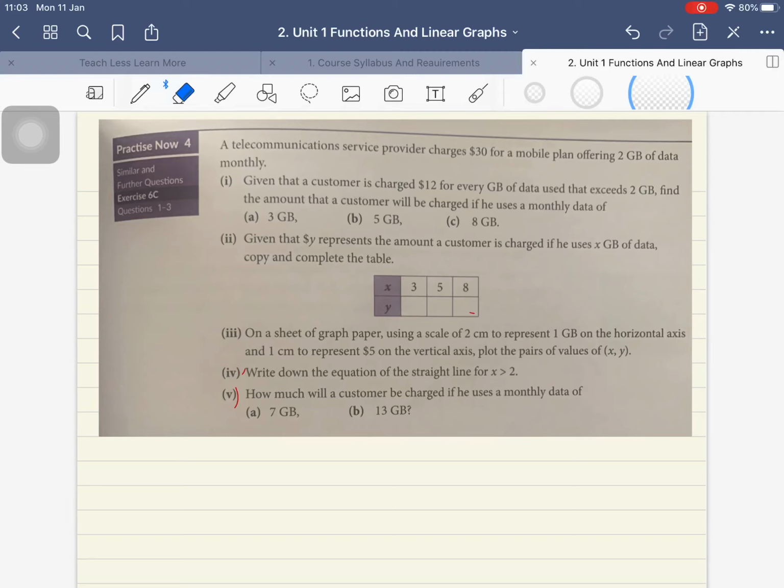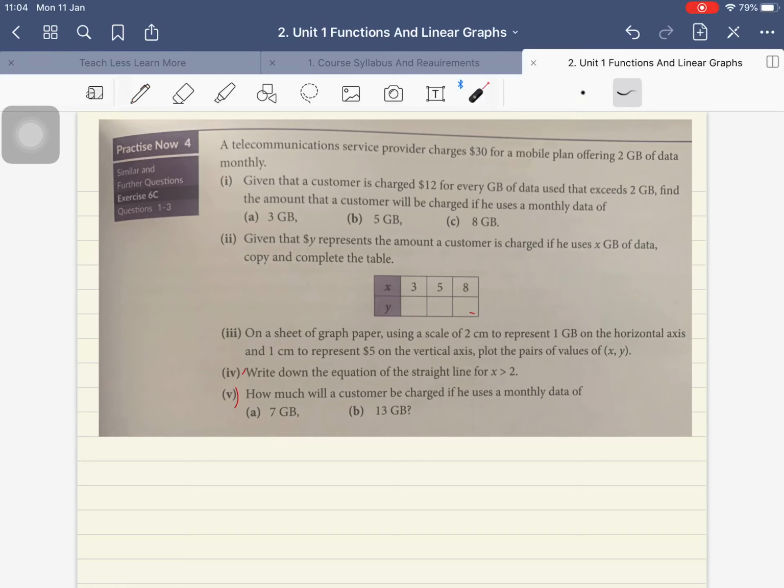Alright, this is the last part of our class earlier. So let's have practice now, number 4. A telecommunications service provider charges $30 for a mobile plan offering 2 gigabytes of data monthly.